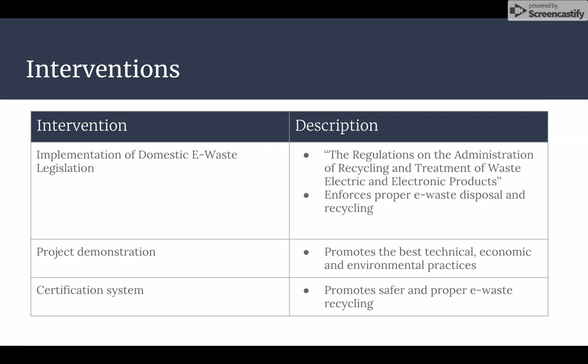Another intervention is project demonstration, which is where best practices can be exchanged, which includes technical, economic, and environmental practices. Another example of an intervention is certification system. Guiyu, China can follow the US with their certification system, which promotes safer and proper e-waste recycling.